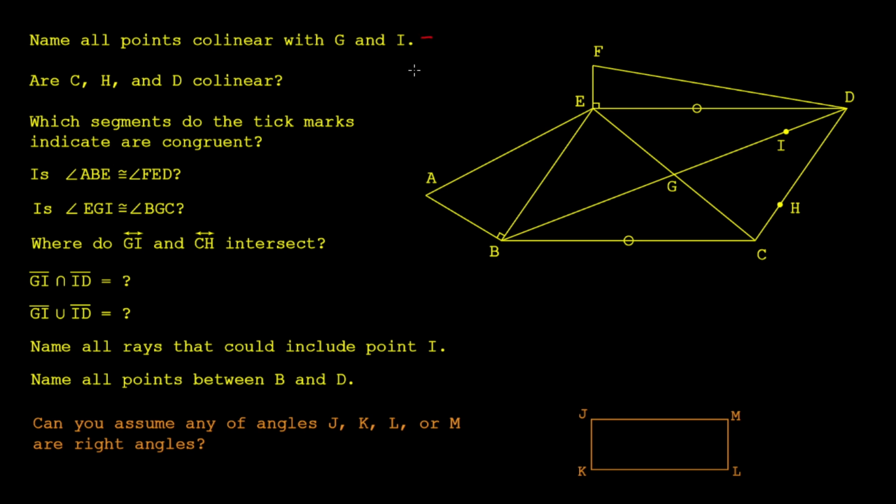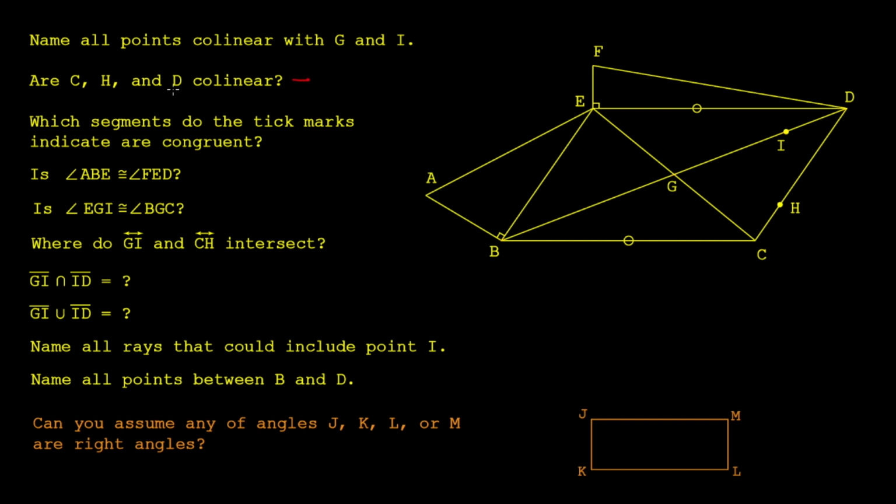First, name all points that are collinear with G and I. Points that are collinear with G and I are B and D right here. In geometry, if an angle looks like a straight angle, angle BGD, it is a straight angle, and we can assume all points along that line or line segment are collinear.